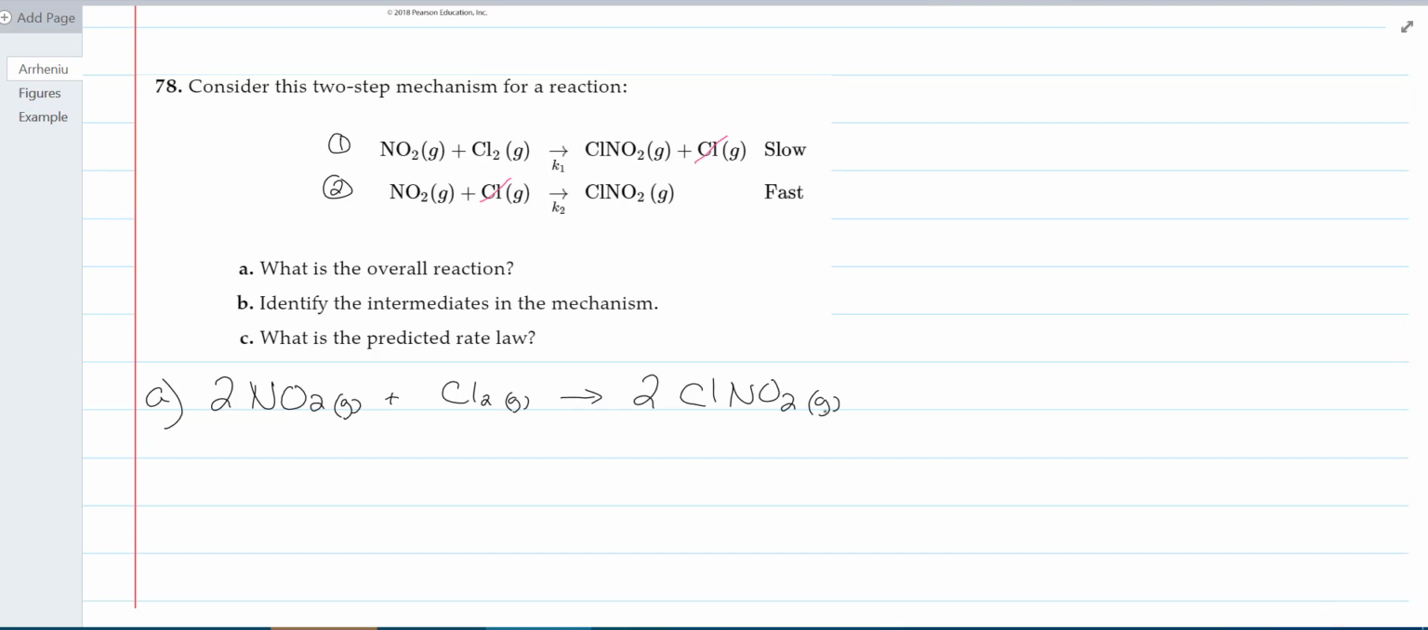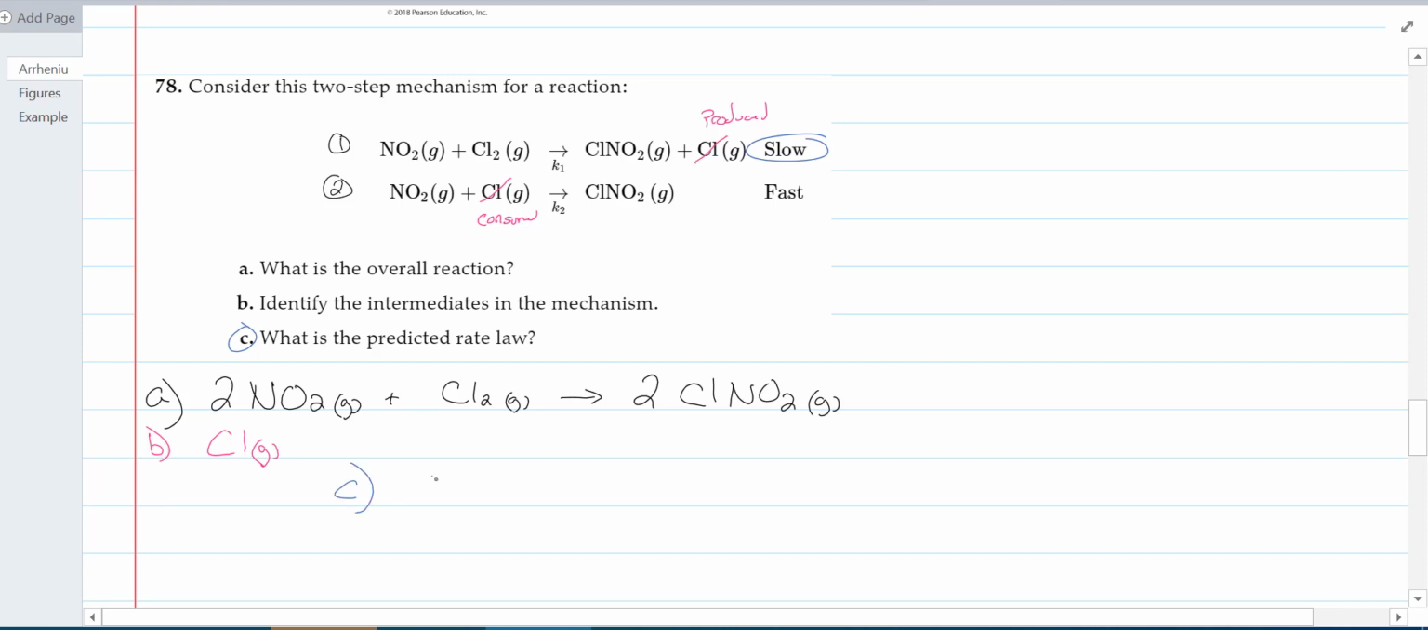The intermediate for B, Cl gas, is my intermediate because it's produced and then consumed. And finally, the rate law. C, the rate law, comes from the slow step. All right, C, slow step right here.